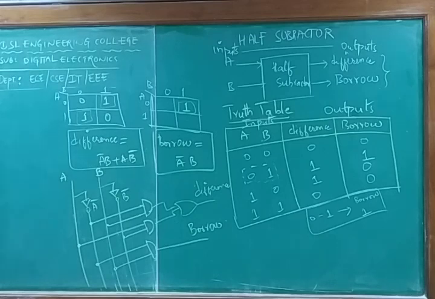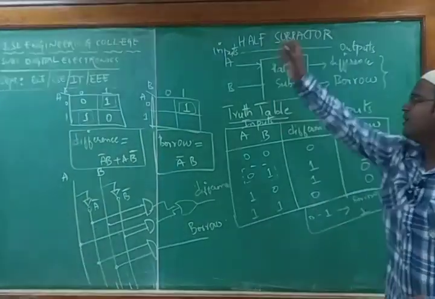So this way, if they ask a question in the exam for 5 marks, first you need to explain the circuitry. After explaining the circuitry, we need to write the explanation of the gates, that is nothing but the explanation of your combinational circuit, the half subtractor.